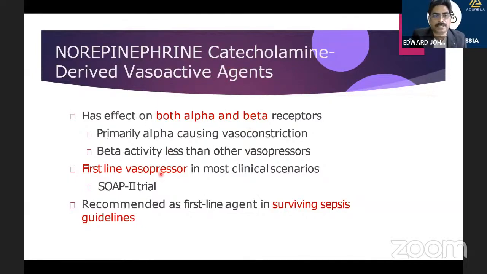It is considered the first line vasopressor after the SOAP 2 trial. So it is advised by the Surviving Sepsis guidelines as the first line vasopressor. Previously, dopamine was advised. Now it is removed because of side effects like being arrhythmogenic. So they have removed dopamine. Now noradrenaline is the first line vasopressor in sepsis.